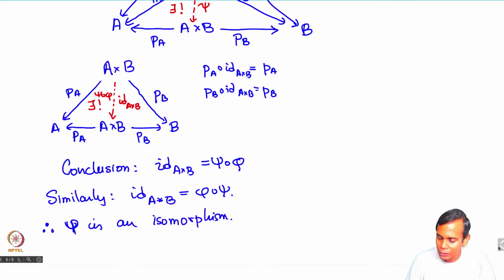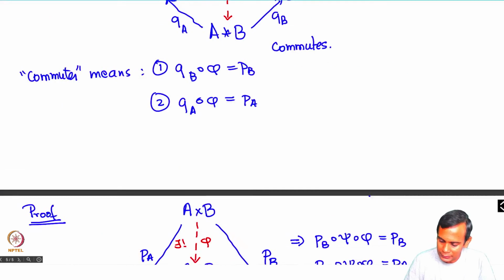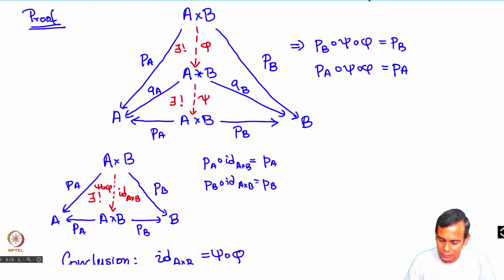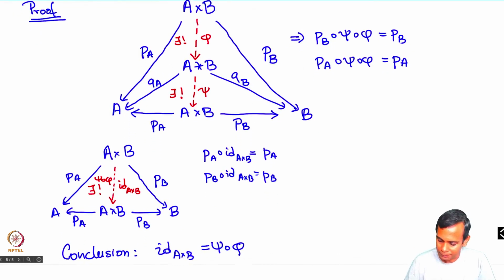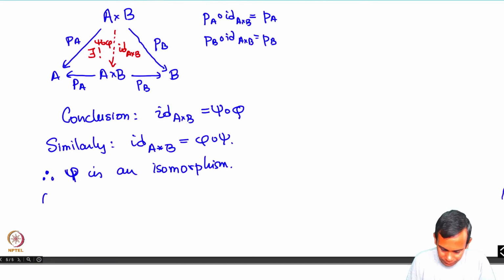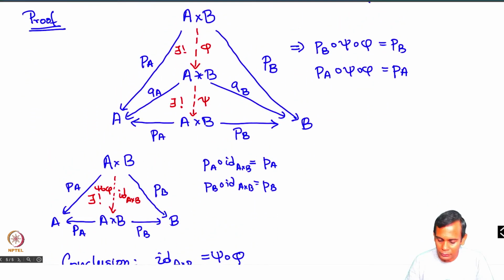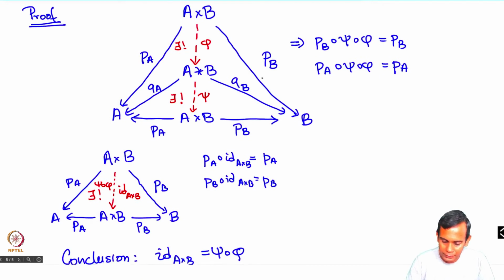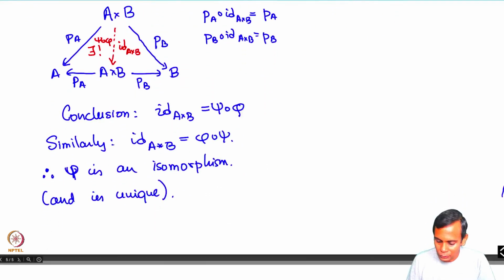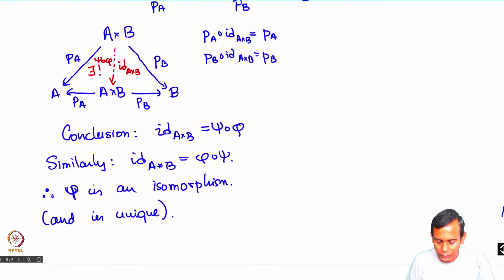And of course, it's unique because of the universal property. We already see that it is unique here because it's defined by the universal property. So it has to be unique, subject to this part of the diagram commuting. But that uniqueness is just coming from the universal property. So that concludes the proof of the uniqueness of the product.